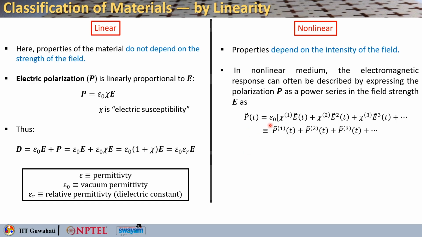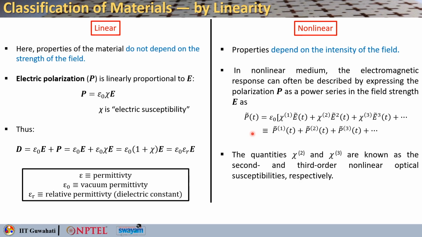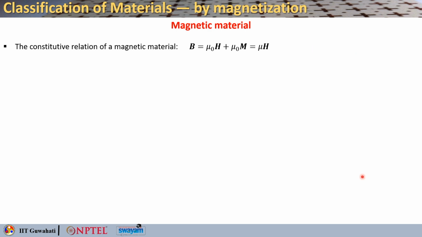So, how does it look? Epsilon naught chi 1 E(t), and then you will have a chi 2 term, which depends on E square, that is the intensity. There will be a chi 3 term also coming into the picture, which will depend on the cube of the electric field, and so on. So, that way you can express the polarization as a power series. All these quantities, chi square and chi cube, are basically the second and third order nonlinear optical susceptibilities, right.